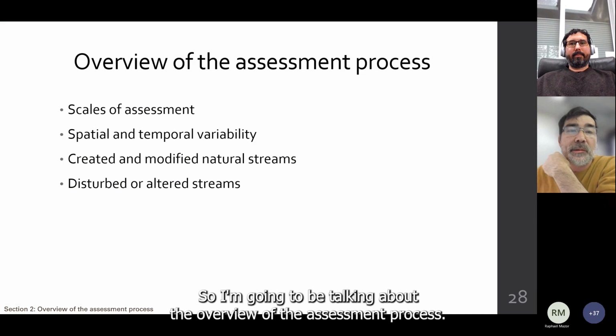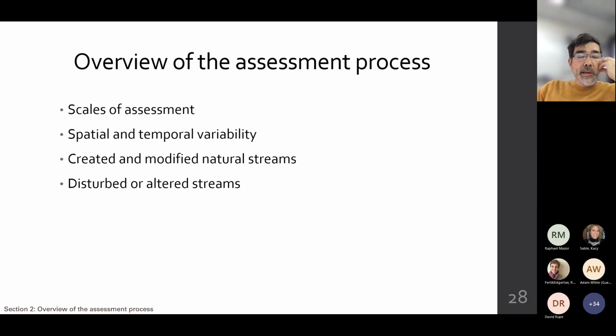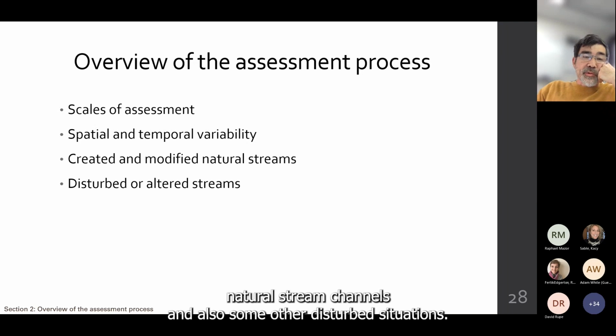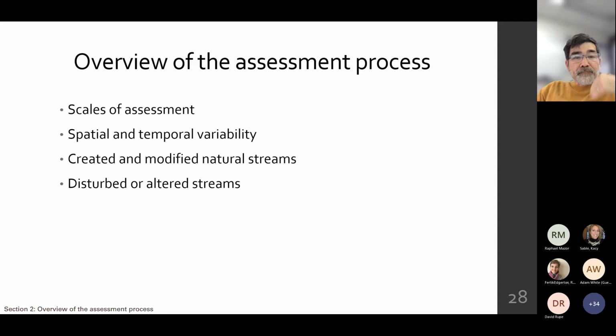All right. So I'm going to be talking about the overview of the assessment process. We have scales of the assessment, the spatial and temporal variability, what to do about created and modified natural stream channels, and also some other disturbed situations.